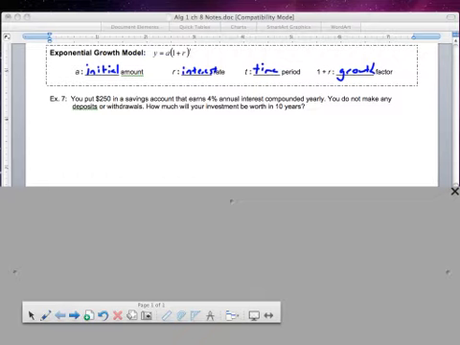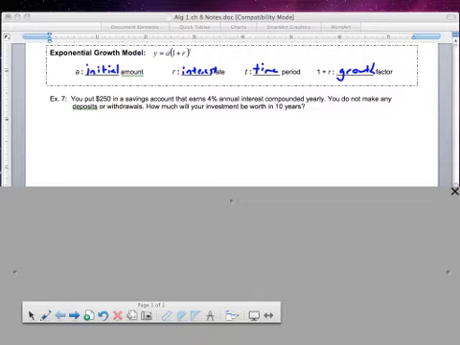So the first example here, I know it says example 7 on my notes. It's the same as example 1 on your notes. It says you put $250 in a savings account that earns 4% annual interest compounded yearly. You do not make any deposits or withdrawals. How much will your investment be worth in 10 years?